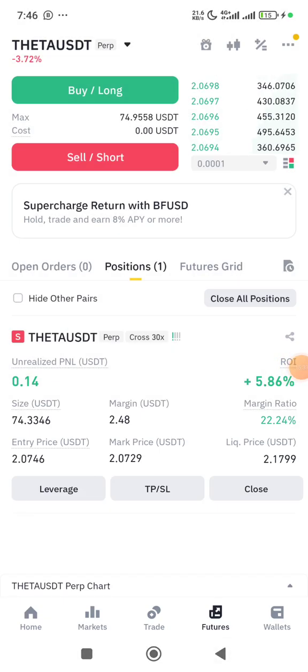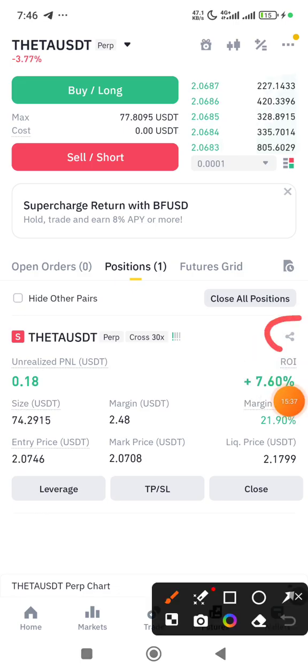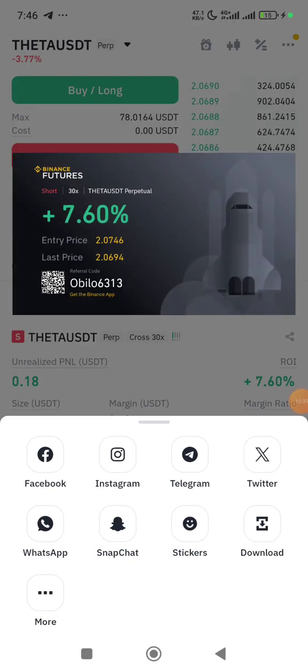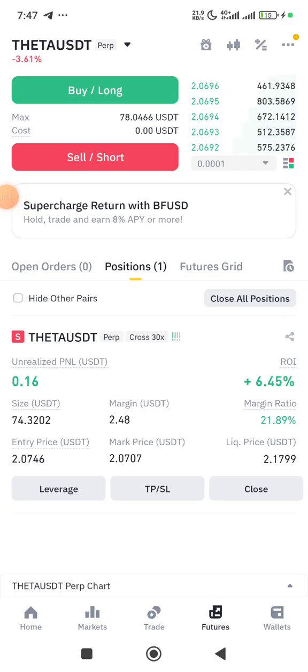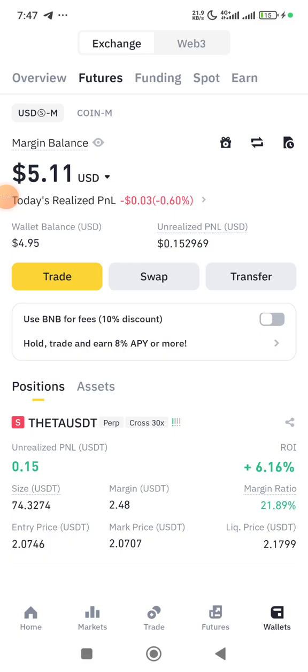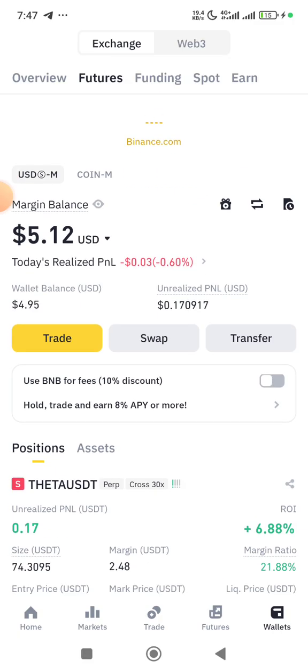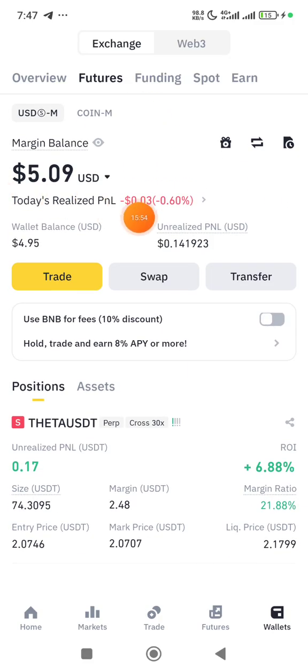All right, so this is it. You can also tap on this little share icon here to share the progress of your trade. You can share the progress of your trade to people or in your signal group. Now if you come to wallets and you come to funding, you can see that your balance increases here. When you make profit, you can transfer it from here back to spot trading, and you can sell your profit to anybody that wants to buy.